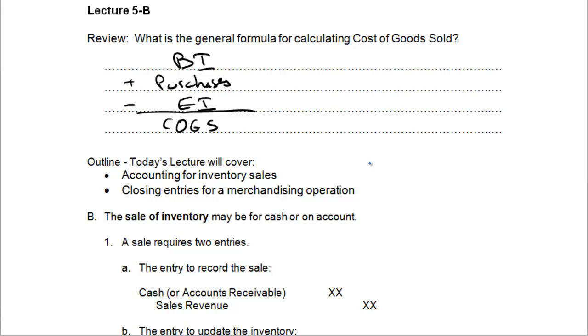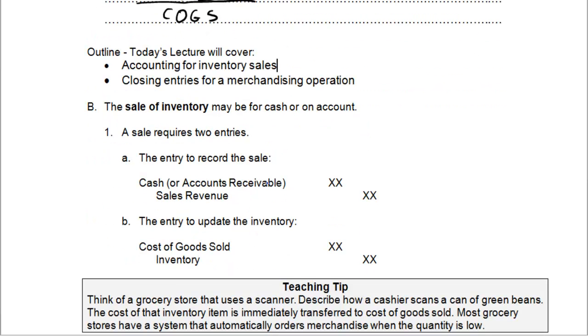Selling services had one entry, right? When we sold services, all we did was debit accounts receivable or cash and credit service revenue. But now that we have inventory to deal with, that gets a little bit more complicated. It's not enormously so, but the first entry is going to look remarkably like the service entry. We're going to debit cash or accounts receivable and credit sales revenue, not service revenue, but pretty much the same thing.